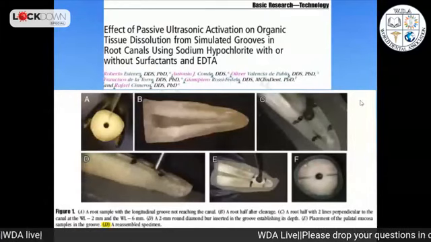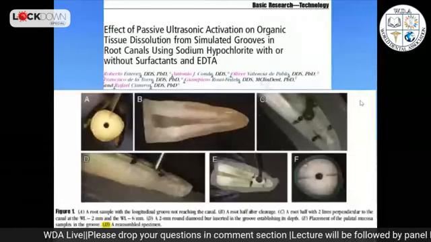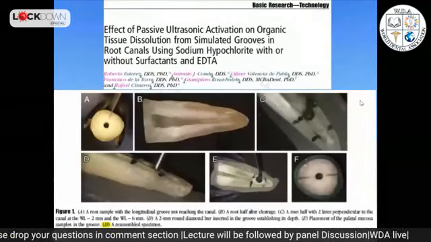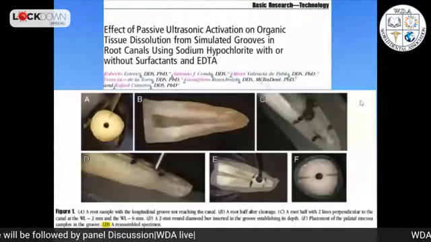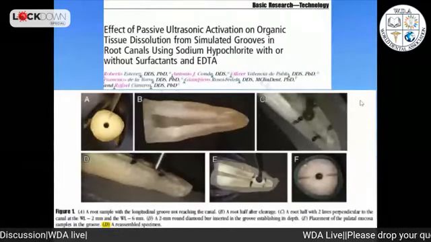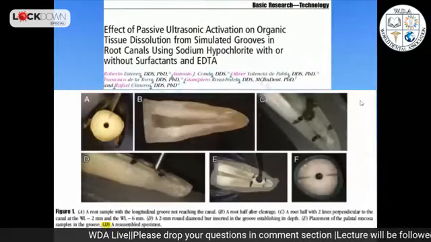What is the real effect? The people in Madrid are very careful. They work really well. They split these teeth. They create a little slot. They place a little bit of porcine tissue, and then you have a normal irrigation in this little groove. So what did we find?